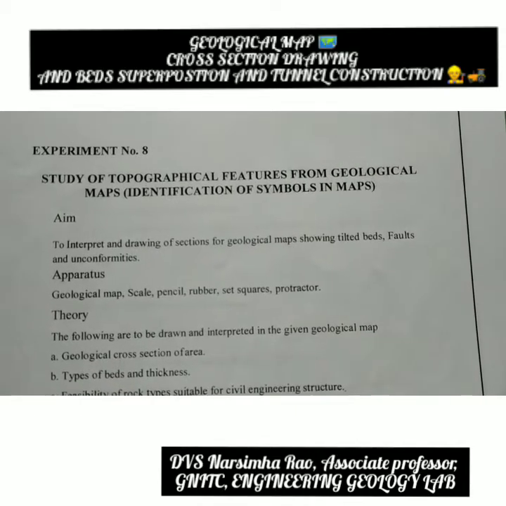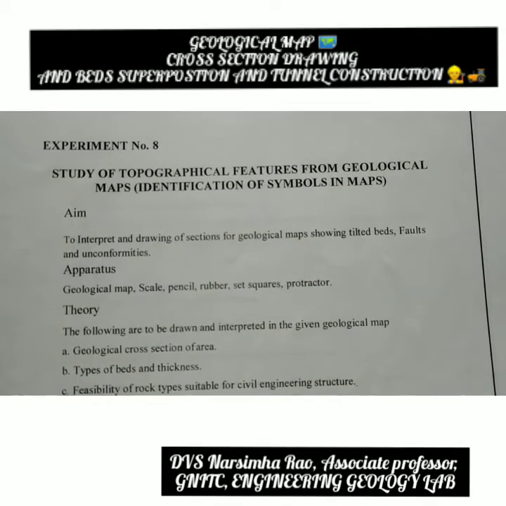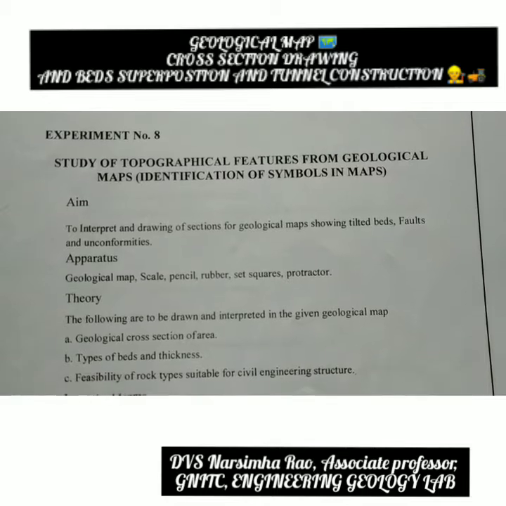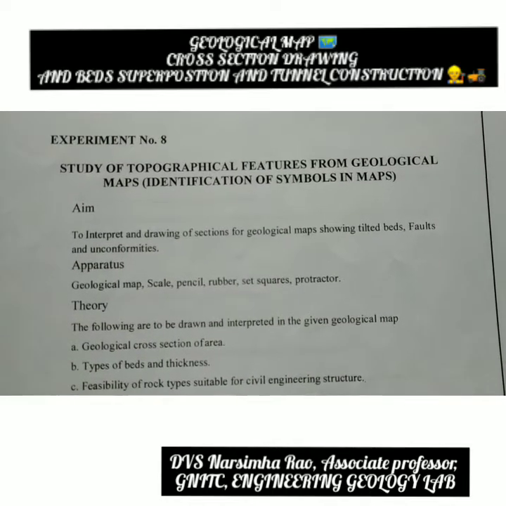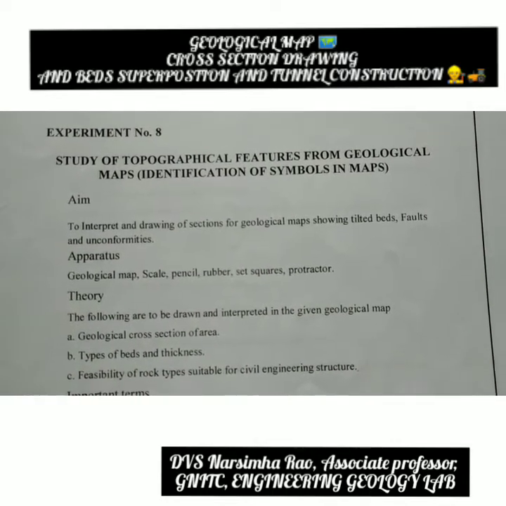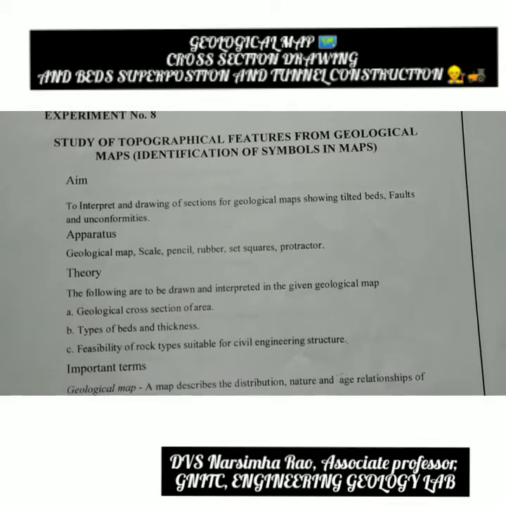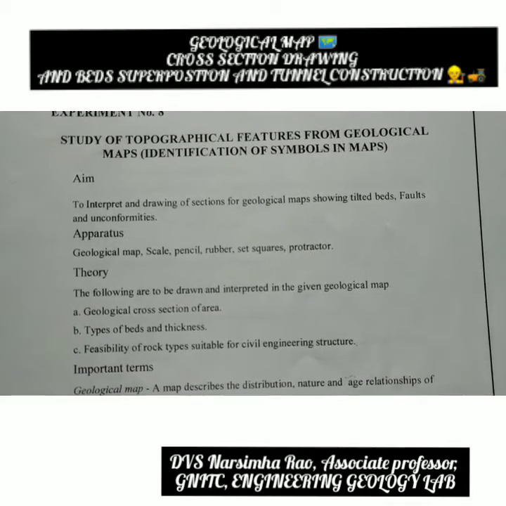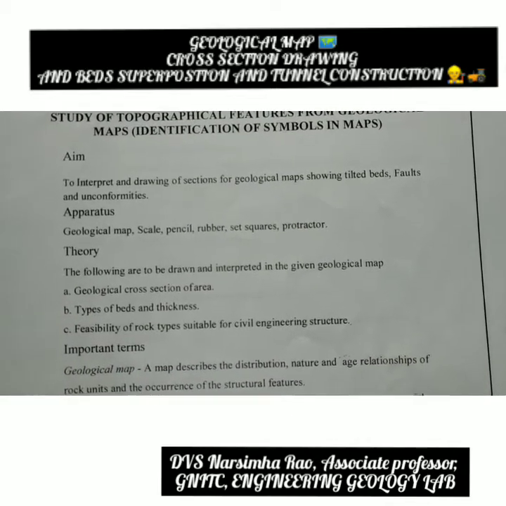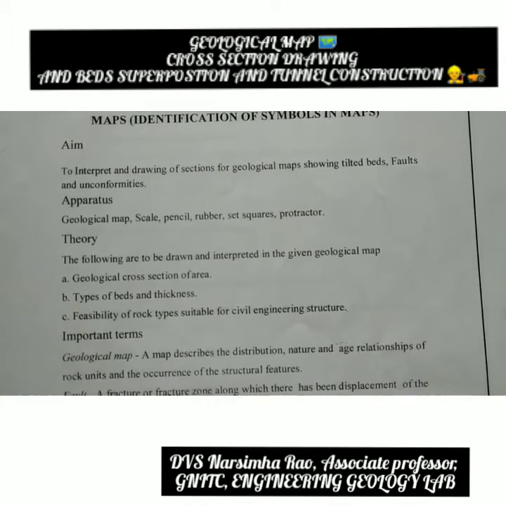Study of topographical features from geological maps, identification of symbols in maps. So the aim of the experiment is to interpret and draw sections of geological maps showing the tilted beds, faults, folds and unconformities. So what are the apparatus required? We require a geological map, scale, pencil, rubber, set square, and protractor.